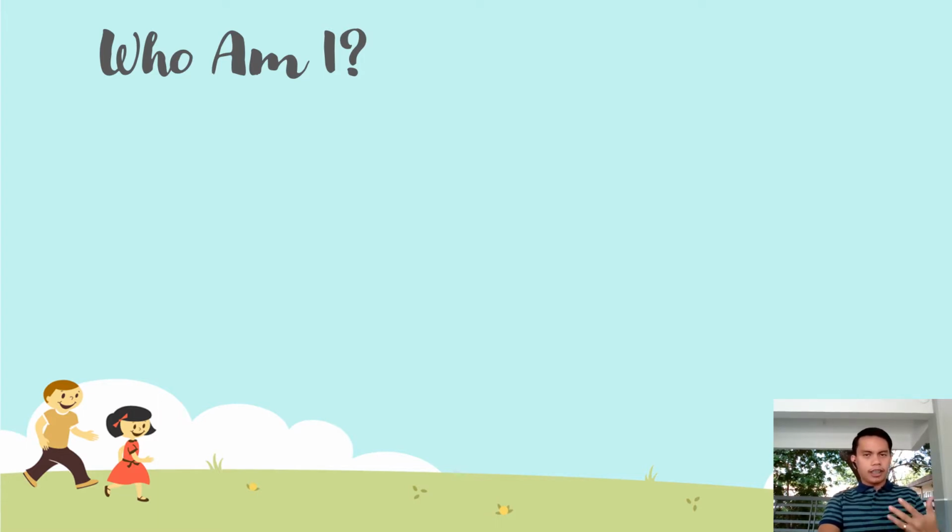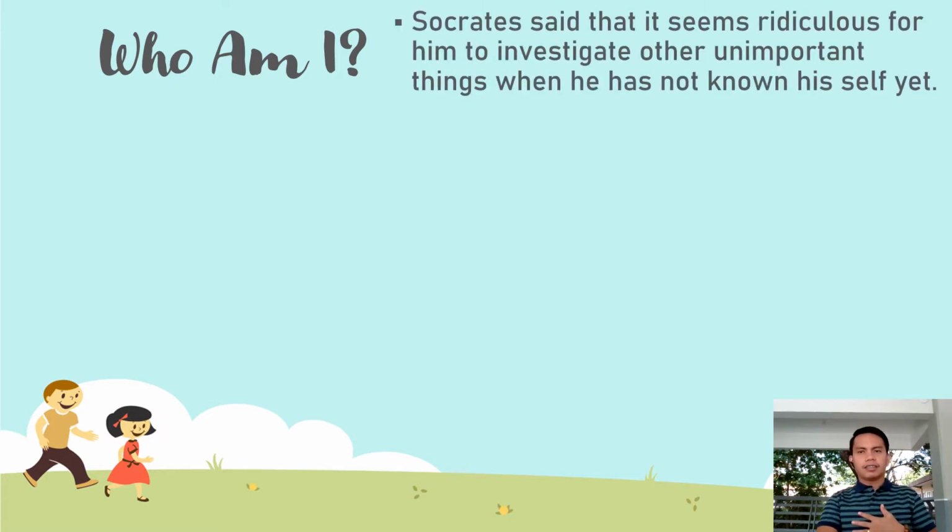And during the adolescent stage of development, the young person grapples with his or her identity. This may seem very philosophical to some, but to know oneself is the first step in personal development. As Socrates had said, it seems ridiculous for him to investigate other unimportant things when he has not known himself yet. So for Socrates, the most important thing to pursue is self-knowledge, and admitting one's ignorance is the beginning of true knowledge.